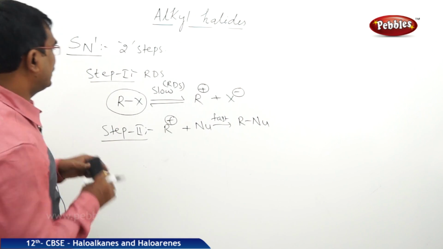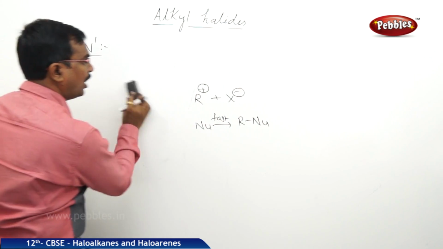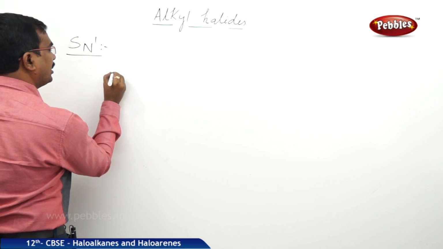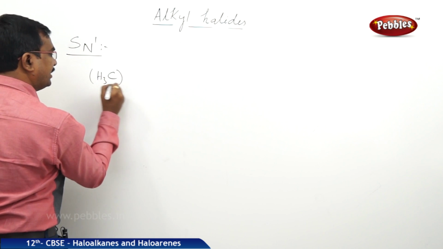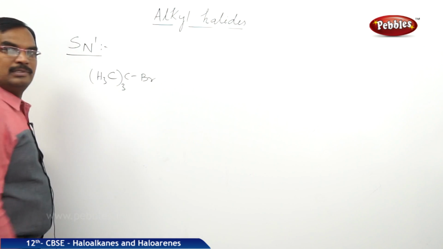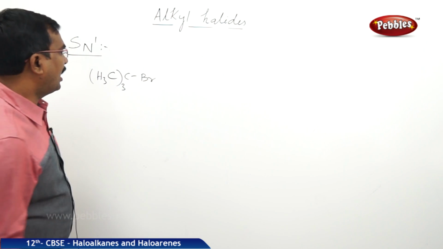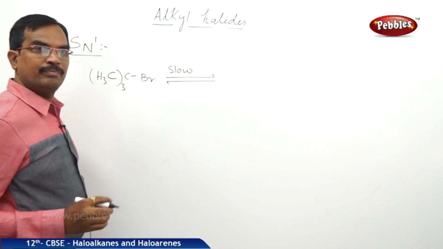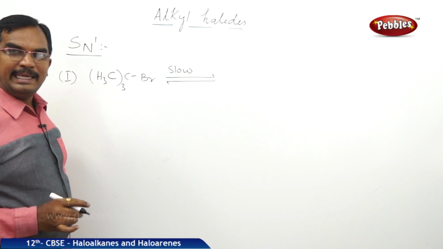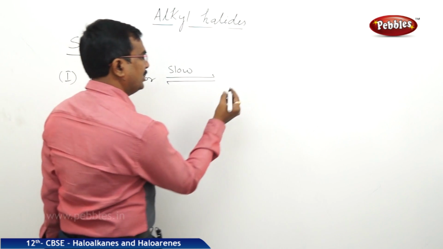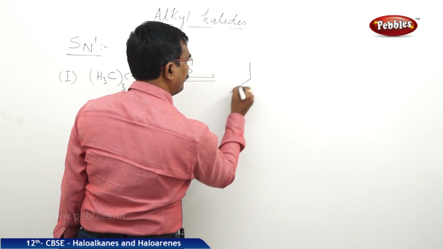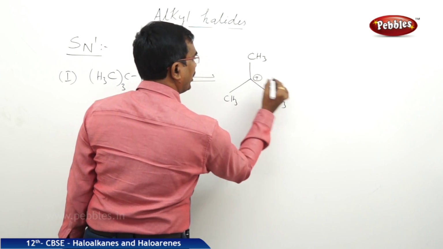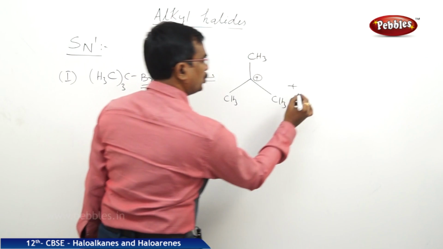Just I told you, among the corresponding alkyl halides, the one more predominant towards SN1 means tertiary alkyl halides. Now let us take one tertiary alkyl halide. With reference to that, we'll discuss how the final product is formed in this case. Now let us take the alkyl halide, which is (CH3)3CBr. This is tertiary alkyl halide. Now first, this step is a slow step. This is step 1, which is the RDS, rate determining step here. Now we get the corresponding product as the carbocation. So this is one CH3, another CH3, another CH3. This is the carbocation, along with Br minus.